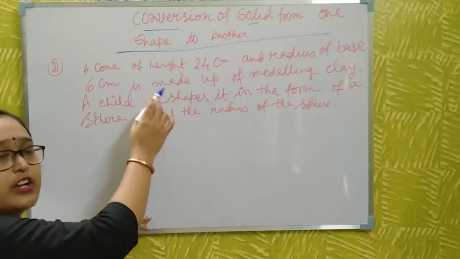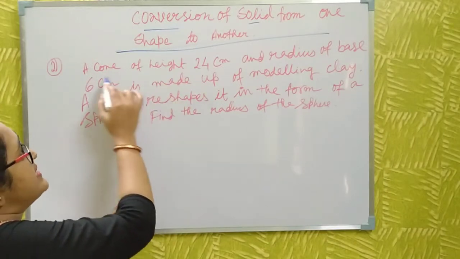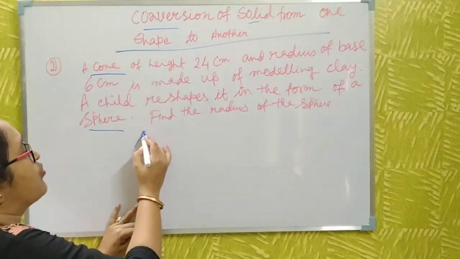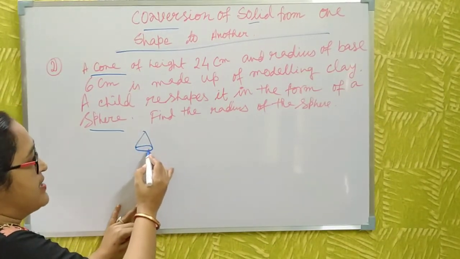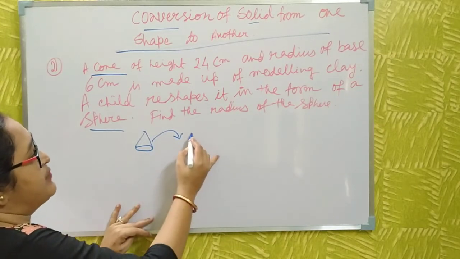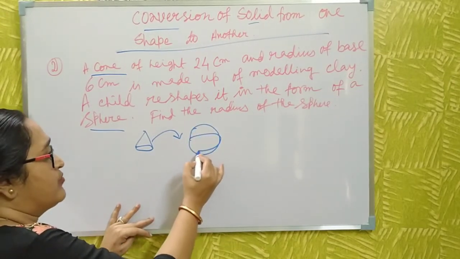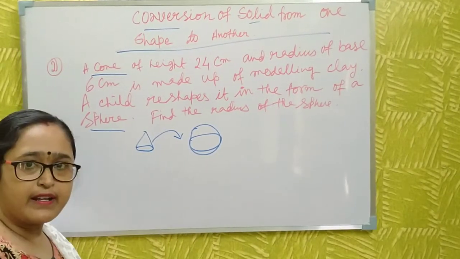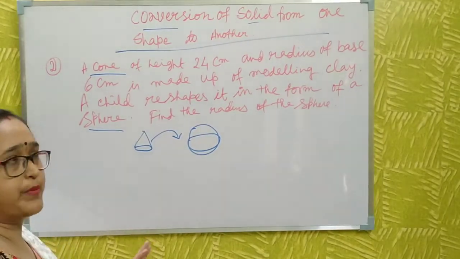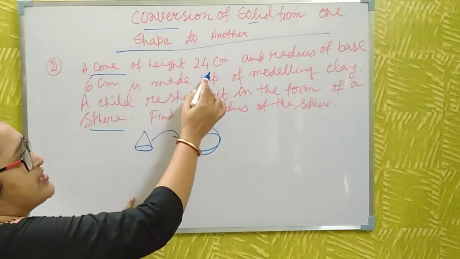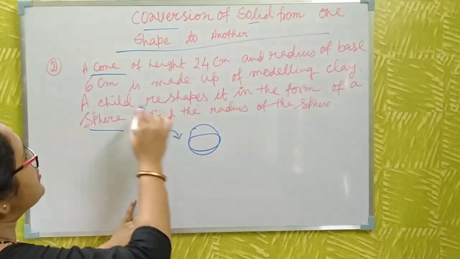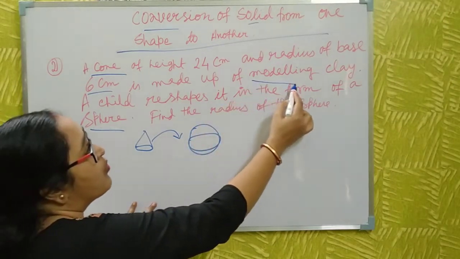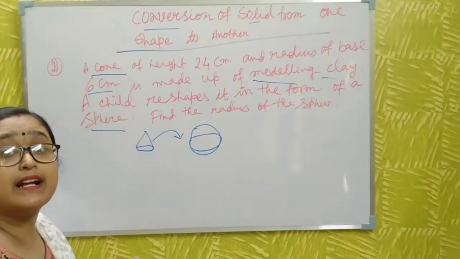Now the related sum I already wrote here. A cone of height, you just convert a cone to a sphere. You have a cone-shaped toy. You want to convert this shape to a sphere shape by melting it in the process. You convert the cone to a sphere. This is our new topic, which is this. A cone of height 24 centimeter and radius of base 6 centimeter is made up of molding clay, is made up of clay.